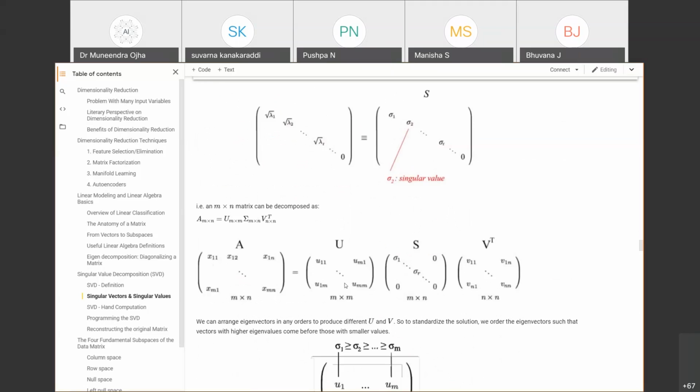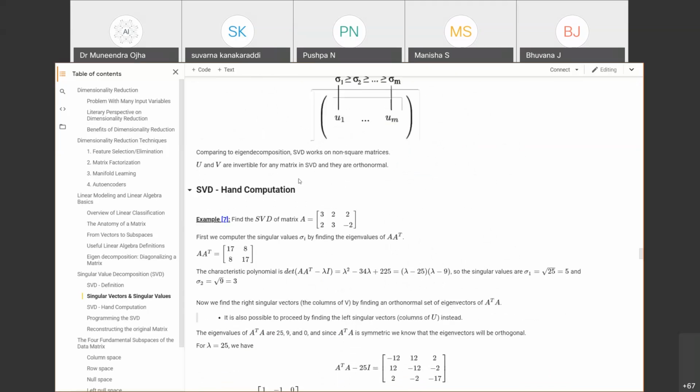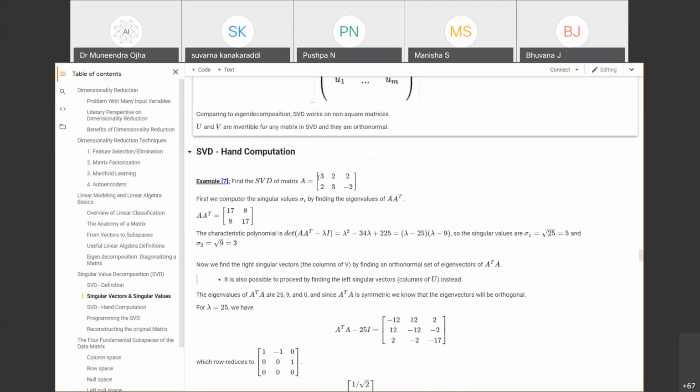U is created through AAT, V is created through ATA, and sigma is created from the square root of the eigenvalues that we obtained from ATA or AAT. We arrange these in the fashion that sigma 1 is greater than sigma 2 and so on, as I have already told you. Compared to eigen decomposition, SVD works on non-square matrices. U and V are invertible for any matrix in SVD and they are orthonormal. To emphasize what we discussed till now, let us do a hand computation and see how we decompose a matrix A into its subcomponent matrices.